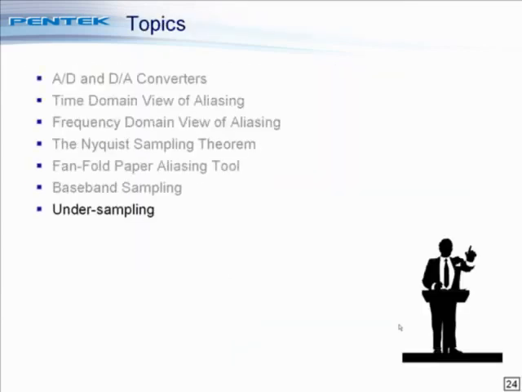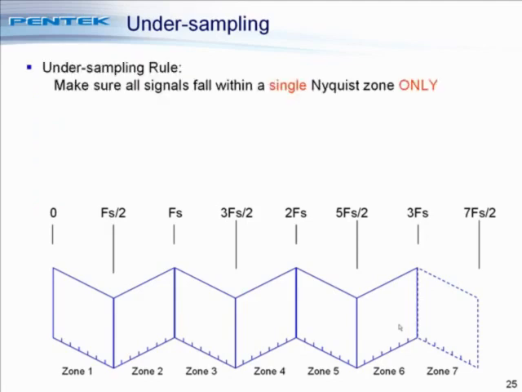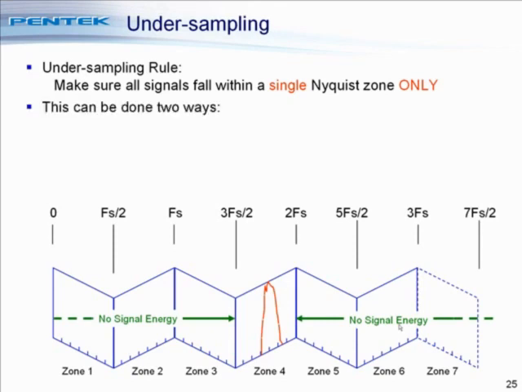Now let's talk a little about undersampling. In undersampling, the rule is that all signals must fall within a single Nyquist zone only. Here we see a signal in zone 4 and no other energy in zones below or above zone 4. This can be done in two ways.